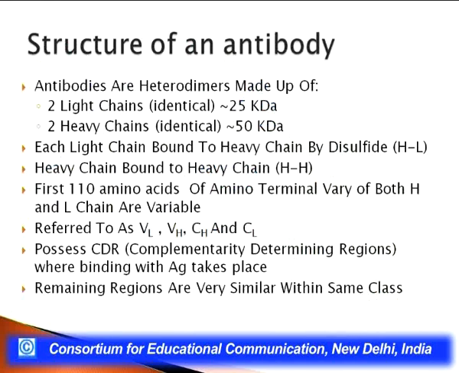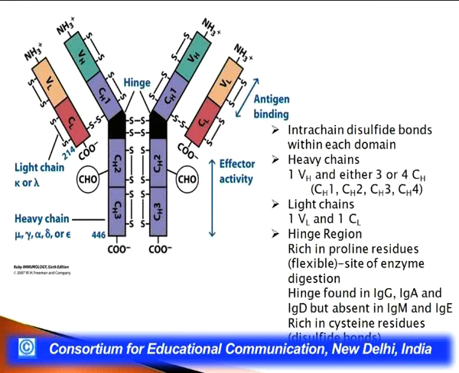Hence they are called VL and VH. If you see again in this structure, you have the CH1, CH2, CH3 regions of the heavy chain and the CL region of the light chain, which are called the constant regions because their sequence remains constant. They do not have much variability, hence they are called the constant regions of the heavy chain and the light chain respectively.